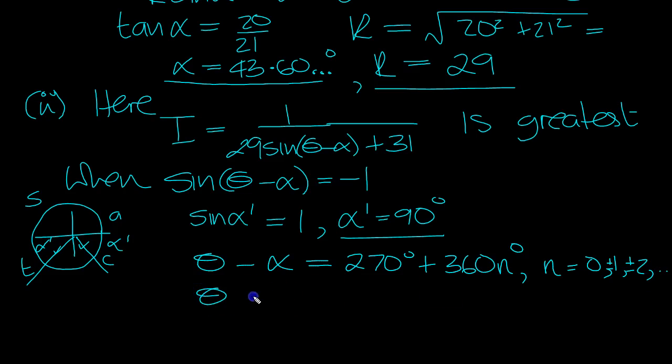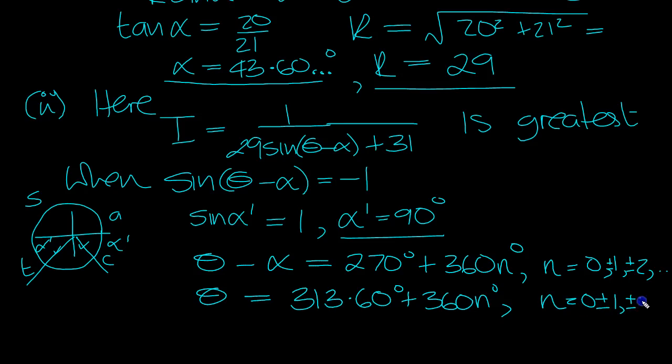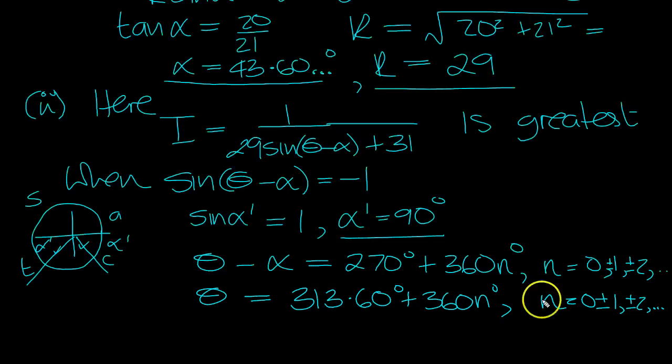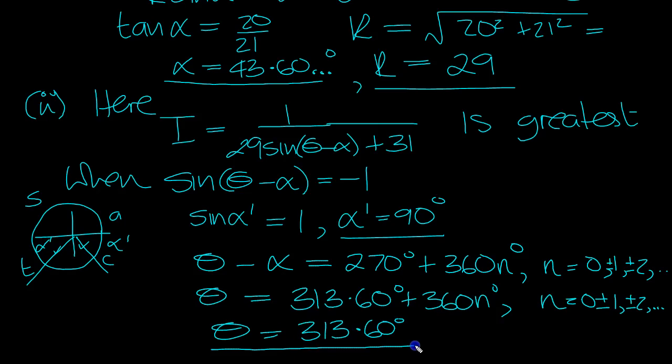Okay, so theta then must equal, add alpha, which is 43.6, 313.6 degrees plus 360n, and so on. Now, let's have a look at the question to see what it asked us for, which is just one value. So theta is equal to 313.6 will be a suitable value, won't it?